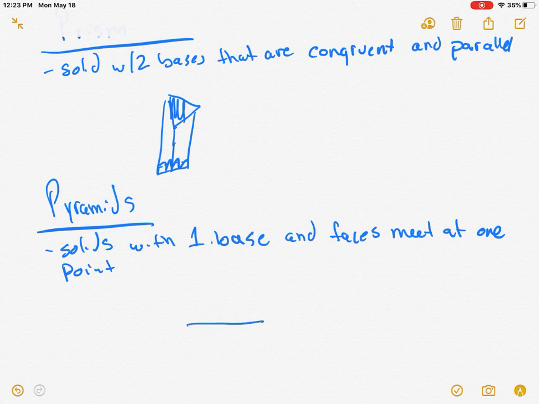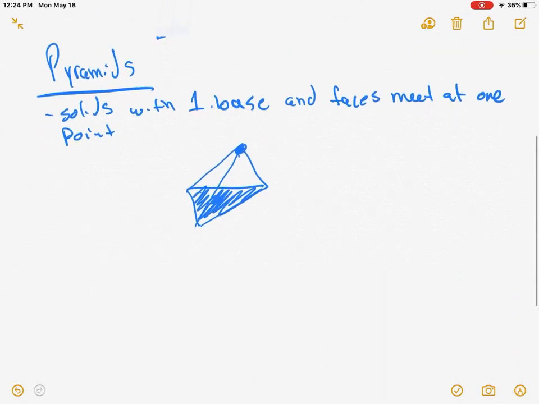So if we had a triangular pyramid, all the sides would come up and meet at one point right there. So here's our triangular base. All the sides meet at that one point. Okay. Then we have a cylinder. I'm sure most of you know what a cylinder is. A cylinder is a prism, right? Because the bases are the same, but it's a prism with circular bases.